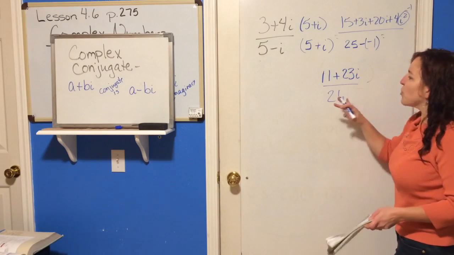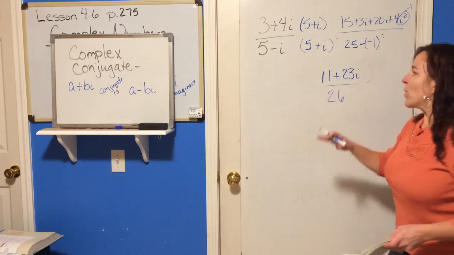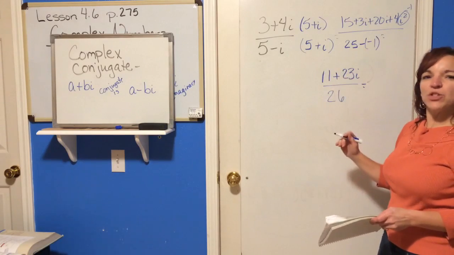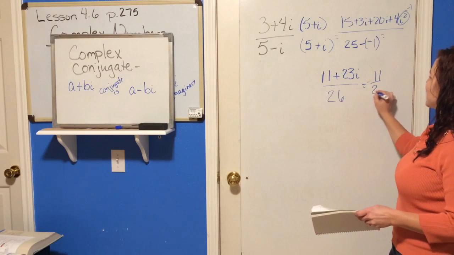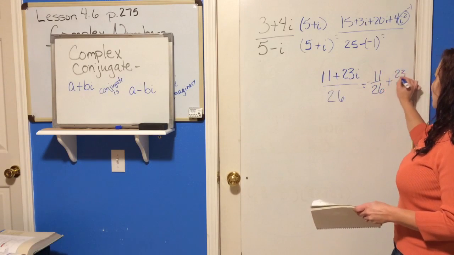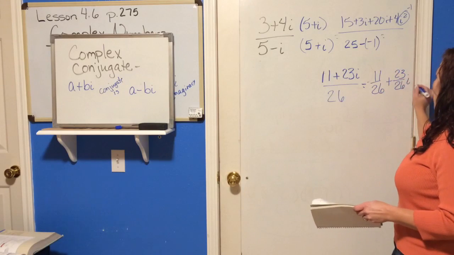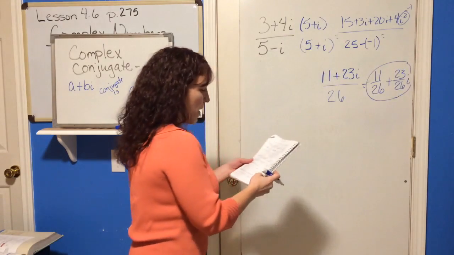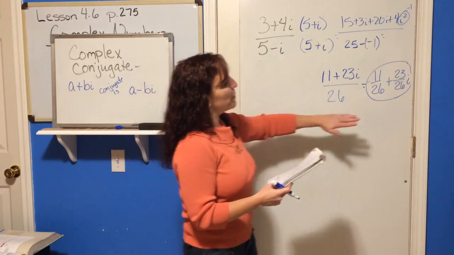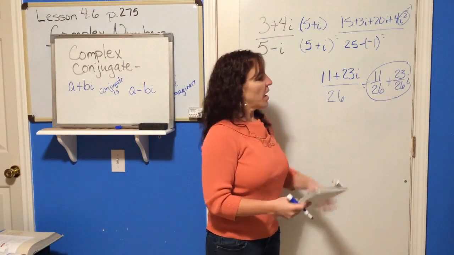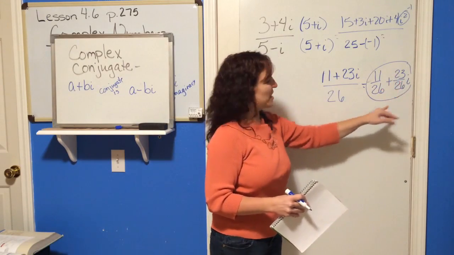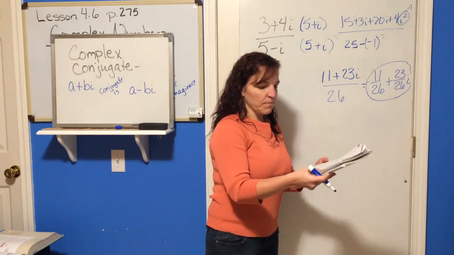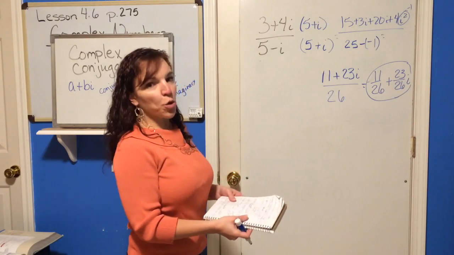All right, and so now to put this into standard form, we need to have a real number plus an imaginary number. So we're simply going to split this up into two fractions. So we have 11/26 plus 23/26i. So that puts that into standard form, to have two fractions added together instead of having the complex number divided by a number.